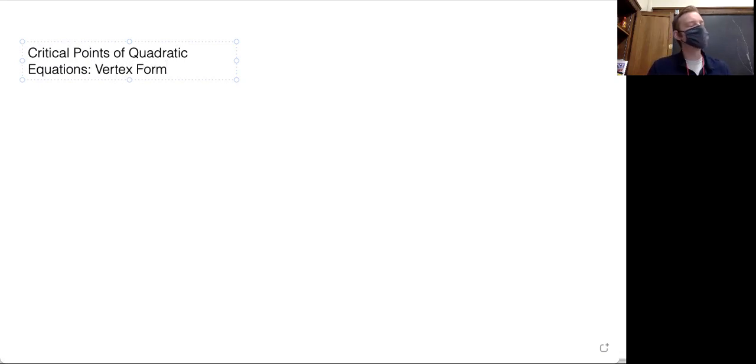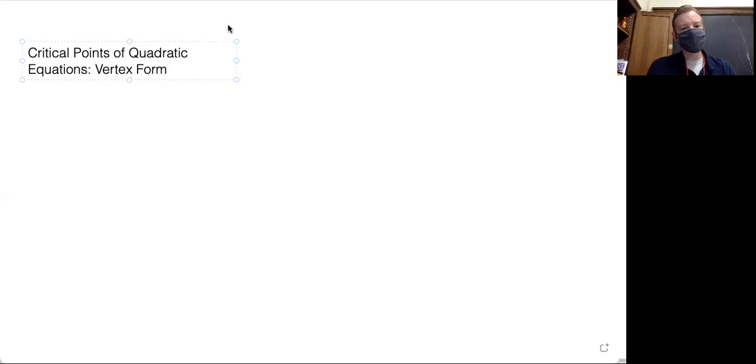Yesterday, we saw 3 different forms with our quadratic equations. And so we are going to be talking about those 3 forms individually over the next few days because there are some similarities in the way that we find these critical points, but there are also some key differences in the way that we find these critical points here.